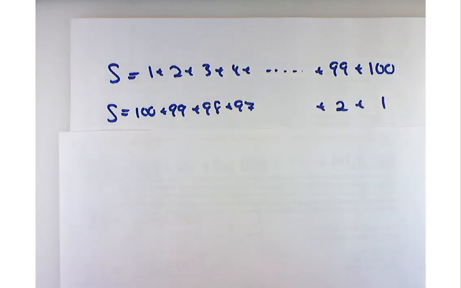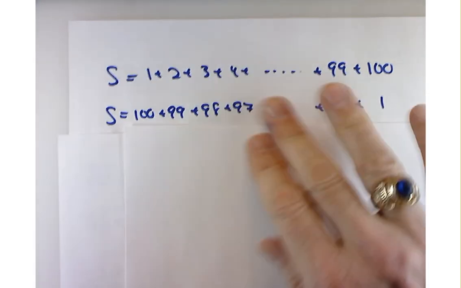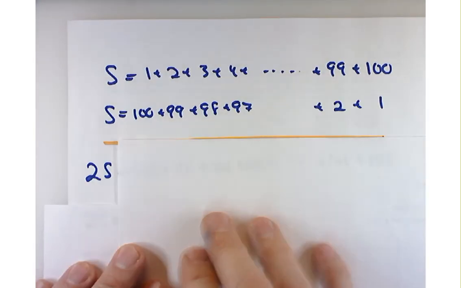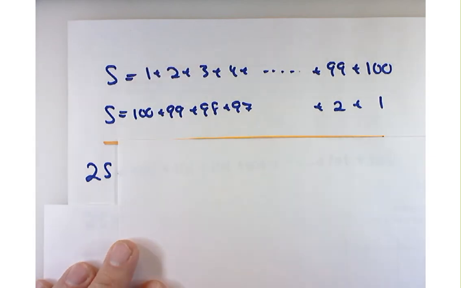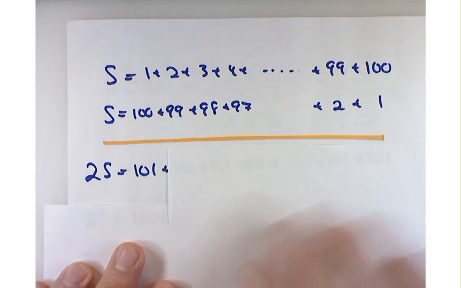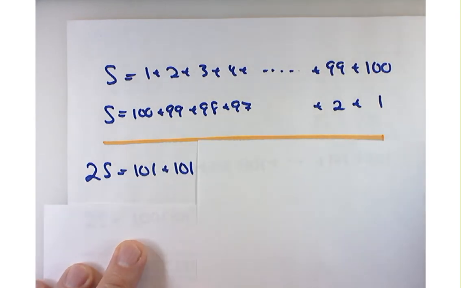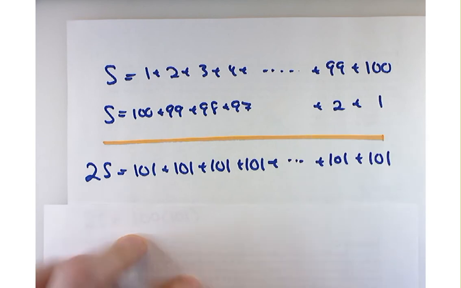Now, if you do that and you add these together, what's going to happen? Well, let's see. If you add S plus S, you'll get 2S. But what about if I add numbers here? Well, that's easy. I get 101. And what about the next pair? Oh, I get 101 again. And then 101 again. And 101 again. All the way across, right?